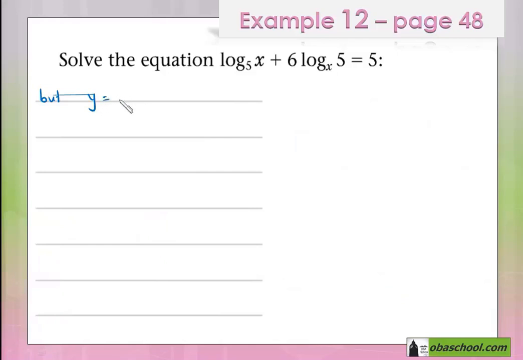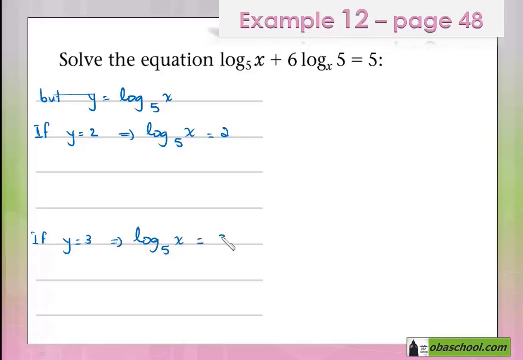But y is equal to log x base 5. And so if y is equal to 2, then log x base 5 is equal to 2. Or if y is equal to 3, then log x base 5 is equal to 3. We are not done yet. Here, it's going to be 5 squared equal to x, which implies that x is equal to 25. Or 5 cubed is equal to x, which implies that x is equal to 125. Both values are, of course, possible.